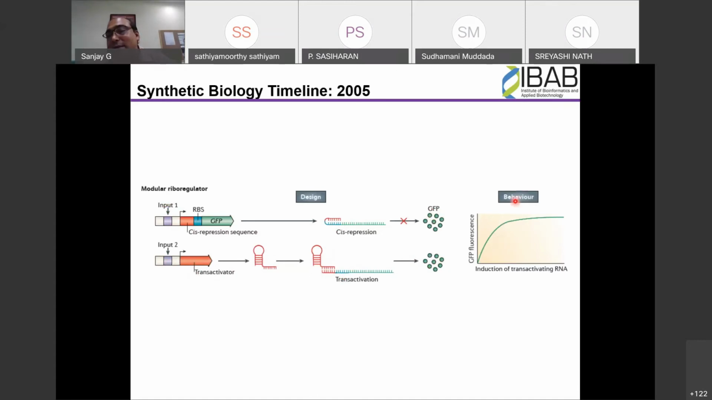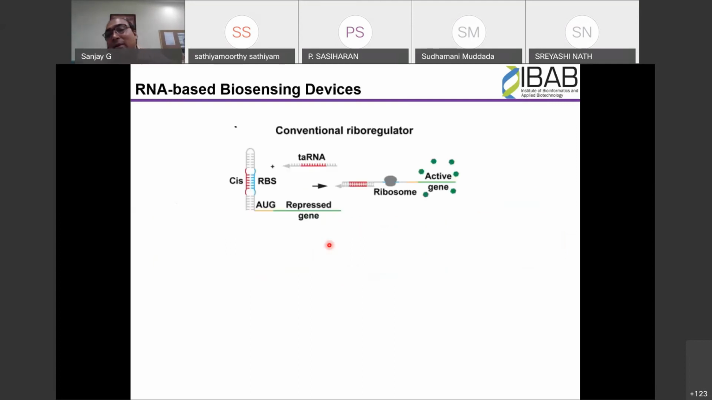So how the cell will behave: in the absence of this transactivator, there will be less GFP. However, the moment you add transactivator and its concentration increases, you will have an increase in GFP and then it saturates, right? So that means we can control GFP expression by an RNA sequence. And how are these important? These are called riboregulators, and they are now very widely used in a lot of biological devices.